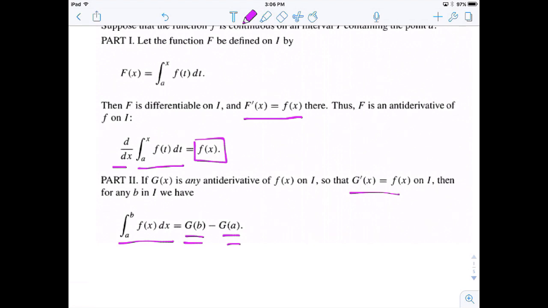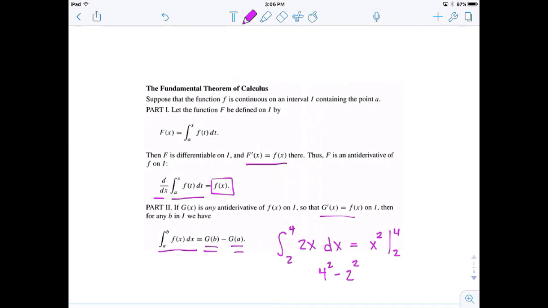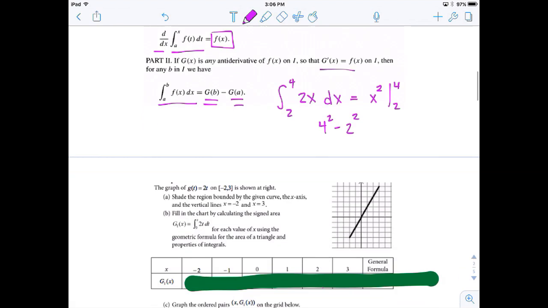So if I look at something like this, we've evaluated lots of these. If I go from 2 to 4 and my function is 2x with respect to x, then the antiderivative of that would be x squared, and I would evaluate it from my lower bound to my upper bound. So this is where this idea of evaluating integrals this way comes from, right? That we could actually take that, plug it in, and get a solution out. So those are the two things we're going to try to be bringing together today. And a lot of that's just going to be making sure we know mechanics and then applying it.